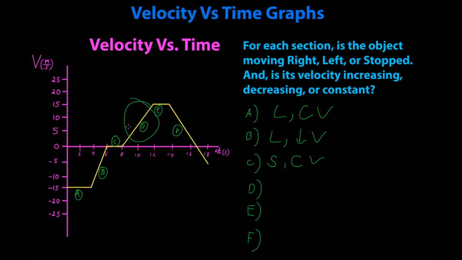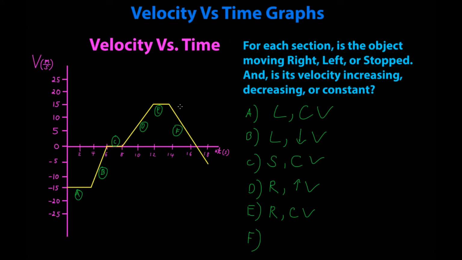For D, we have our velocity now in the positive, so it is definitely moving to the right, and that velocity is increasing, it is getting farther away from 0, so we have an increase in velocity here. For E, we are at the positive 15 meters a second, and that velocity is not changing during that time period, so it is moving to the right, and we have a constant velocity.